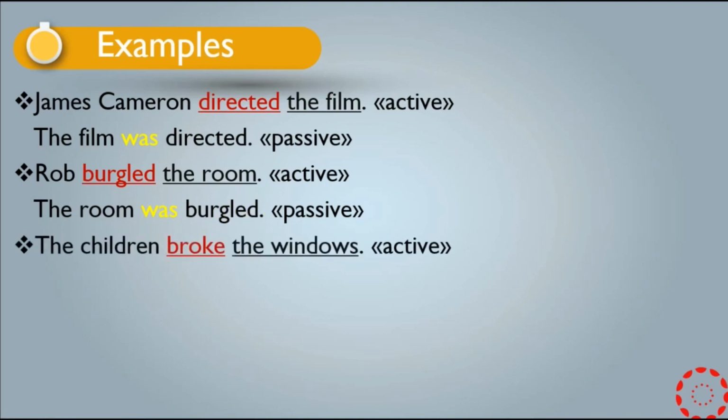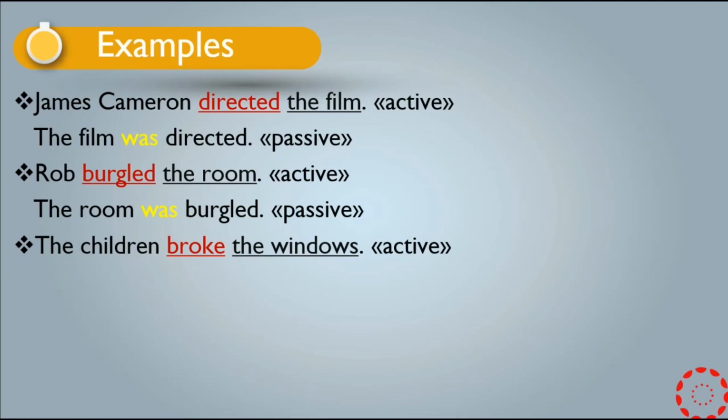The children broke the windows. Be careful now. Our object here is plural, which is windows, which has s. So it became: the windows were, and as you see, broke is not a regular verb. It's irregular. So you also have to memorize the chart of irregular verbs in the past form and the past participle.